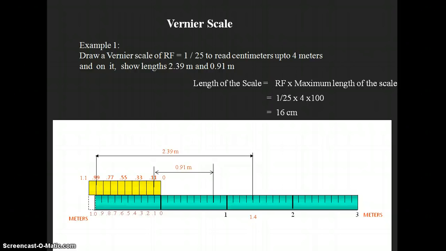We can represent two decimal points of the main unit, that is meters. This is similar to the diagonal scales. Generally the diagonal scales are used to represent two decimal points of the main unit. In the same way the Vernier scale is also used to represent two decimal points of the main unit.